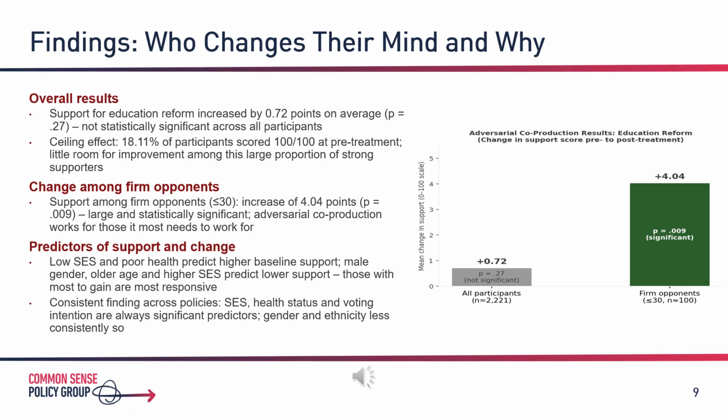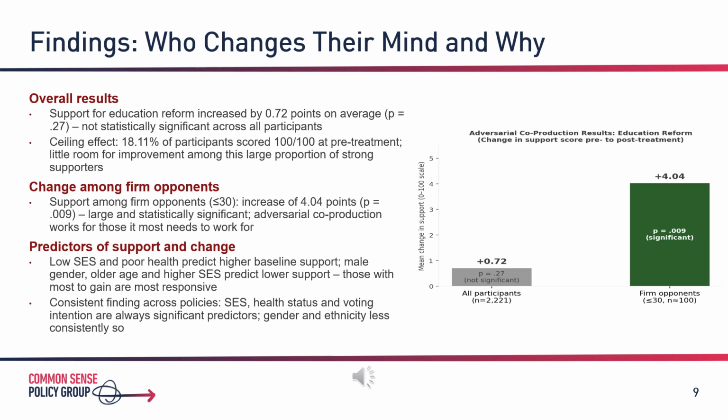A 4-point increase represents a meaningful shift in the context of a scale where they started between 0 and 30, and statistical significance at p less than 0.01 means we can be confident this is not a chance finding. Adversarial co-production works, and it works specifically for the people it is designed to work for.